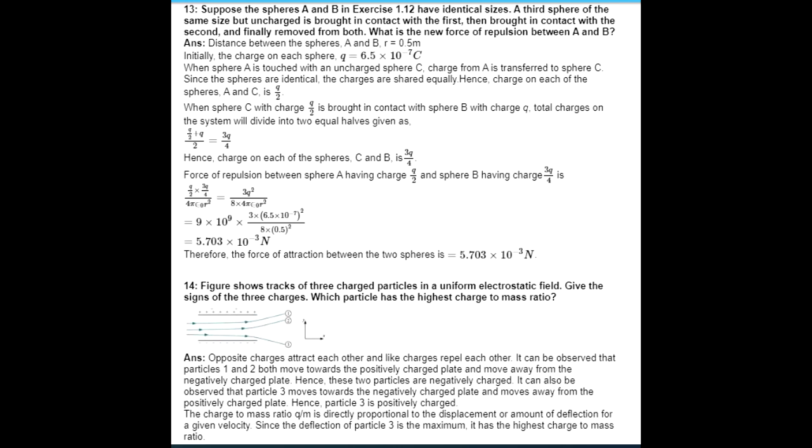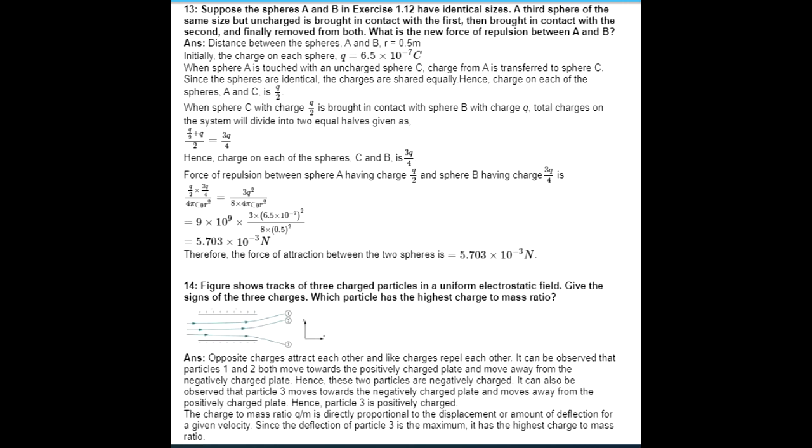Now let us say the initial charge on A is q, and C is neutral. Now if you bring A and C in contact, then the charge on each will be q/2. Since sphere C with charge q/2 is brought in contact with sphere B, which initially has charge q, the total charge on the system will be divided equally, so it is (q/2 + q)/2, which becomes 3q/4. Hence the charge on each of spheres C and B is 3q/4.